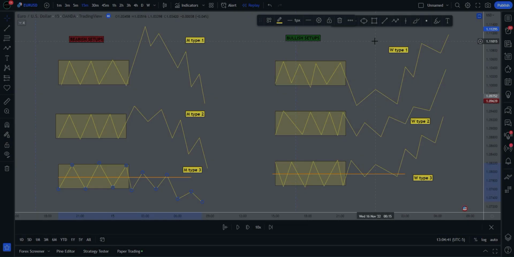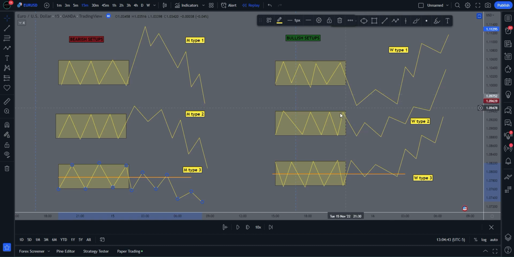Let's look at a W type 2. The W type 2 is usually done at the lows of Asia. And then you're looking for 3 pushes to the upside. I'm not going to talk again about the variations. You already heard me say that probably 3-4 times already. Let's just look at an example.